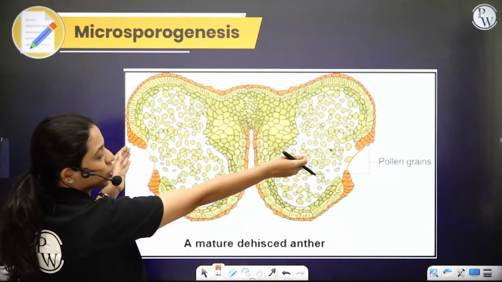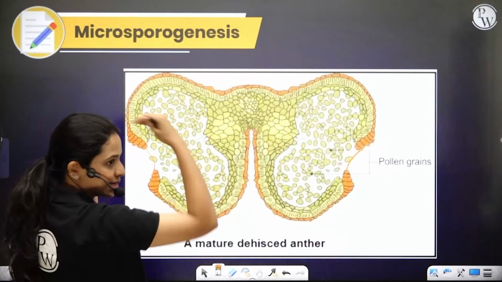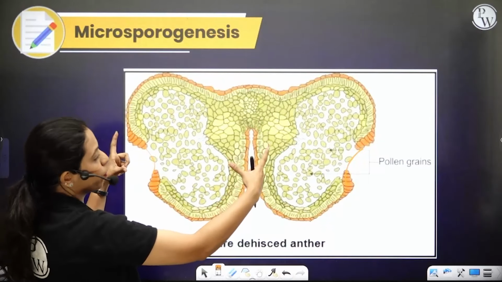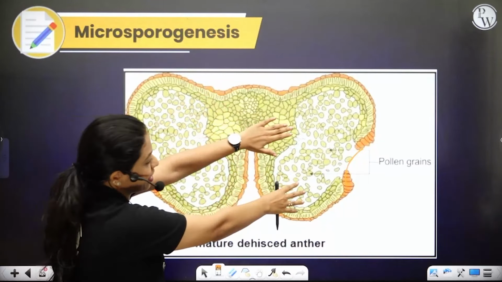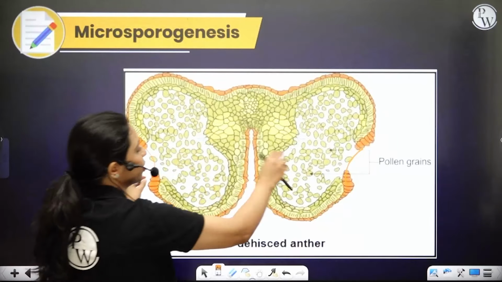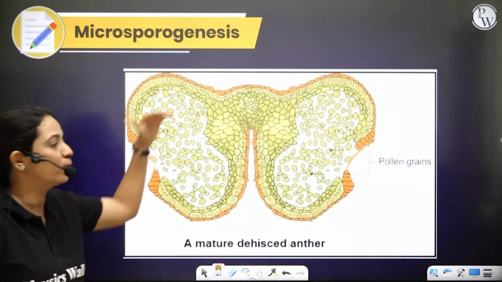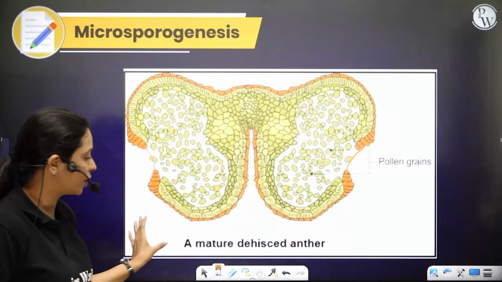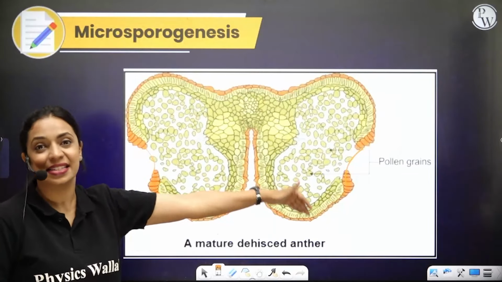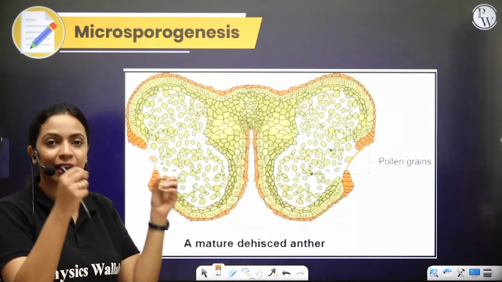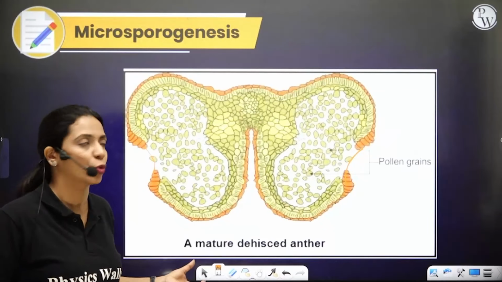In between the 2 pollen sacs in each lobe, there is a slit and it has opened. Now the pollen grains are produced inside. They are going to be liberated, released out through these slits that are formed in between the pollen sacs. Okay, so here you're looking at a mature dehisced anther. Dehisced anther means it has opened up already to release the pollen grains.